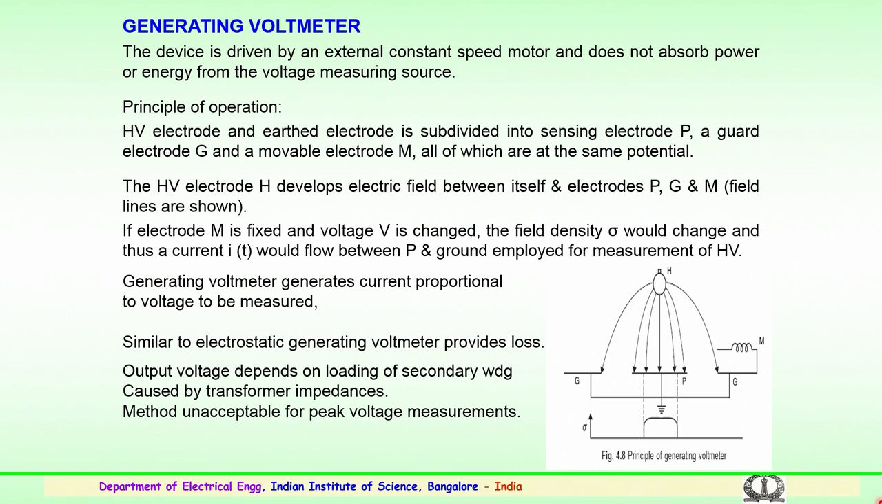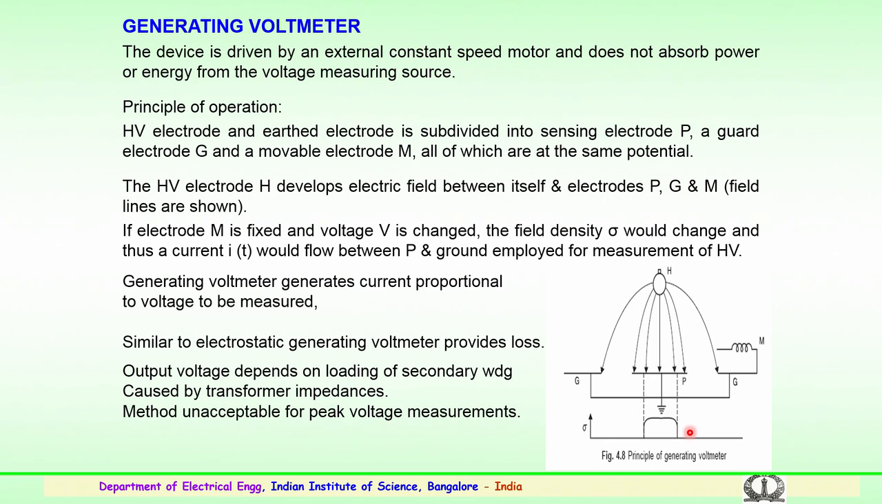If electrode M is fixed and the voltage which is applied is varied, the field intensity, that is the sigma shown here on the y axis, would change. You can see the variations happening depending upon the voltage level, and a current i(t) will flow between P and the ground. From here to here there will be a flow of current, which is used for measurement of high voltages. So, generating voltmeters generate current proportional to the voltage to be measured.